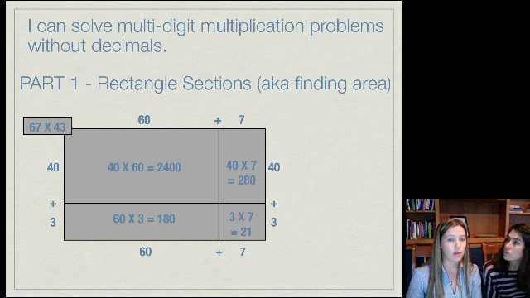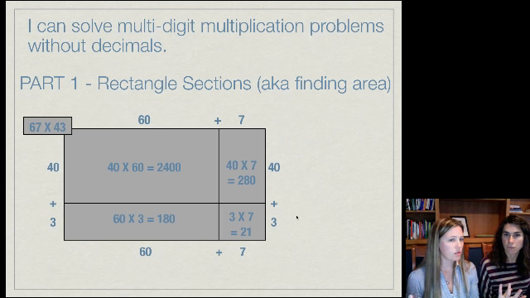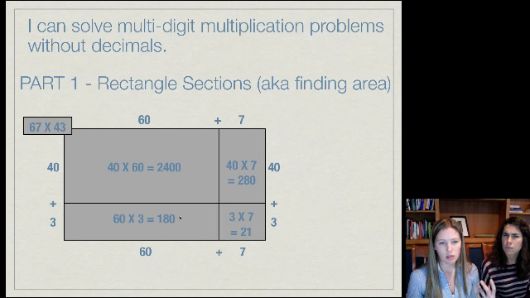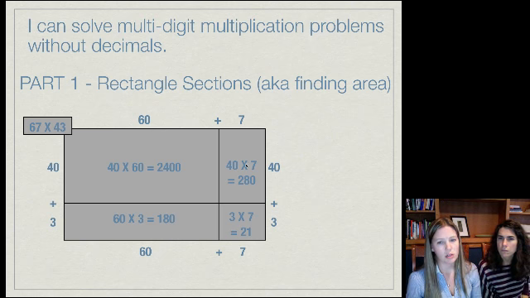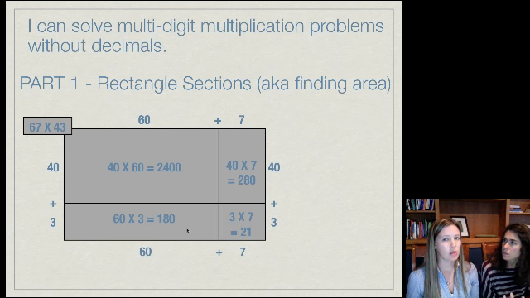So now, think about it. What do I do with all those numbers? I have all these numbers, and I found the area of the inside of all of these. It would make sense we need to put them together somehow. And we put them together by adding.